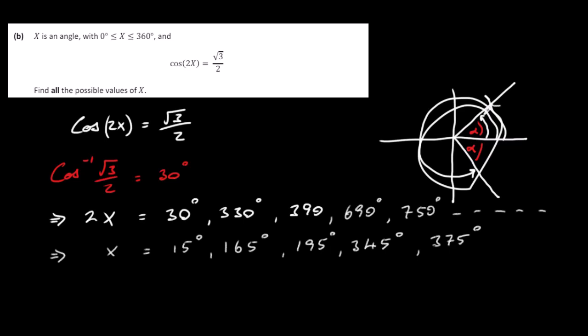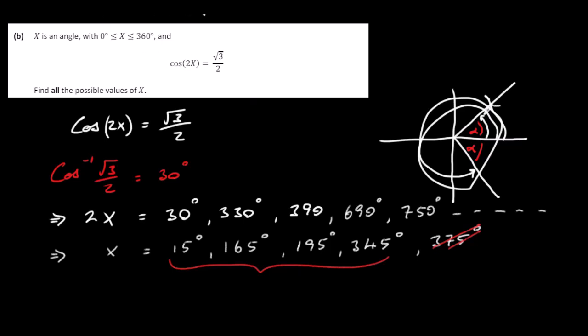So what we're going to do is get rid of this one because that's outside the range, and these are our answers here. And that's it really. x is going to be 15 degrees, 165 degrees, 195 degrees, and 345 degrees. Okay, so that's it for this part of the question.